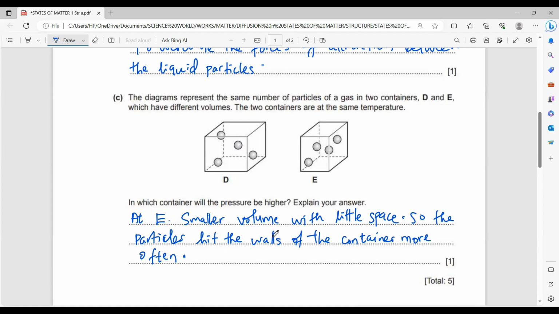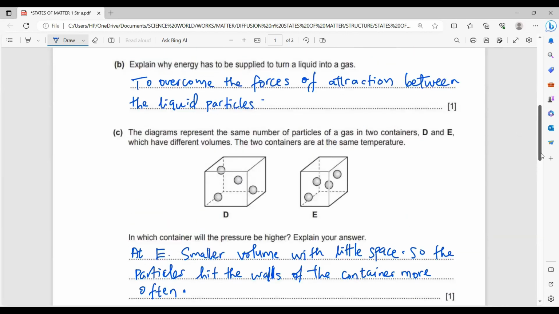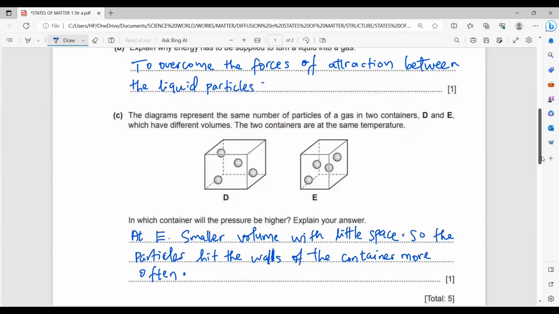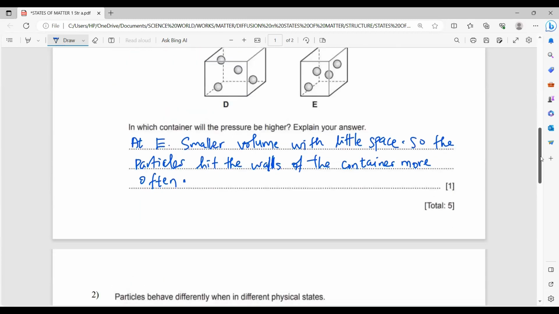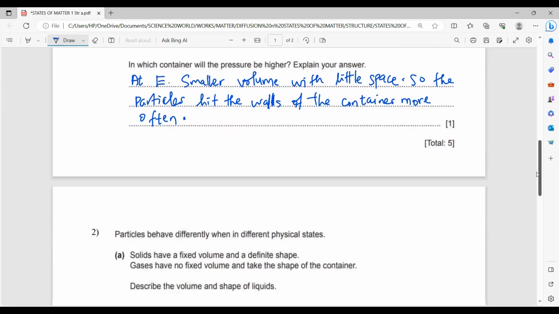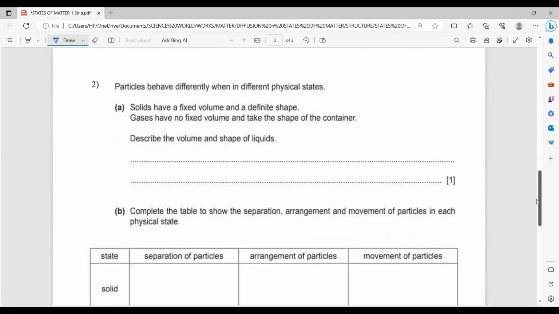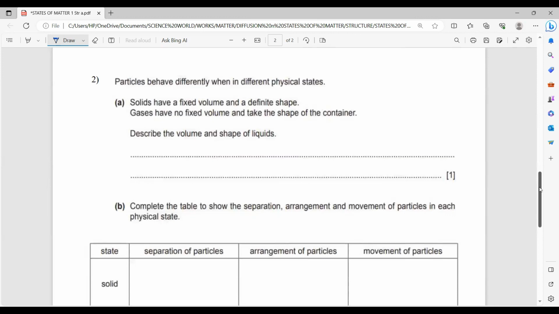So this is walls. Walls has a double L, please. So try not to make wrong spellings. I think that's it for that question. We now move to the second question. It's another easy question.